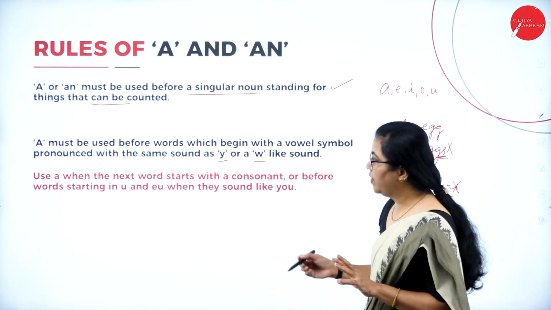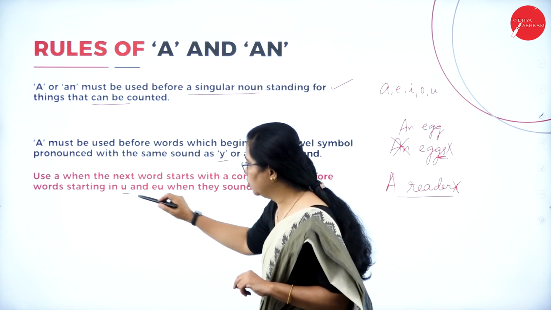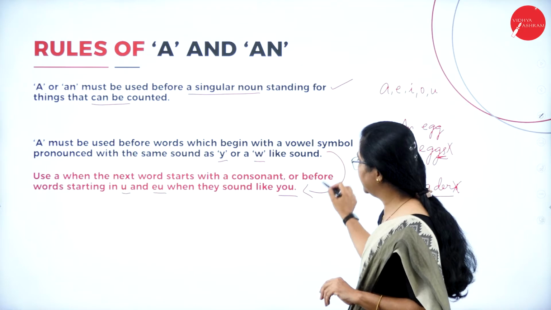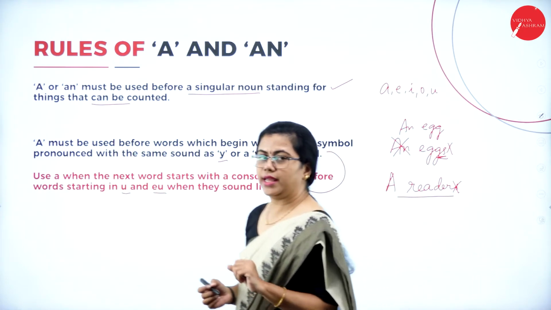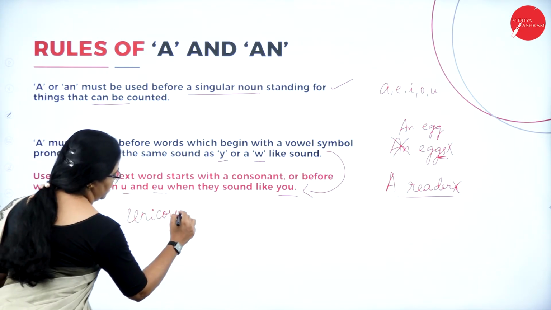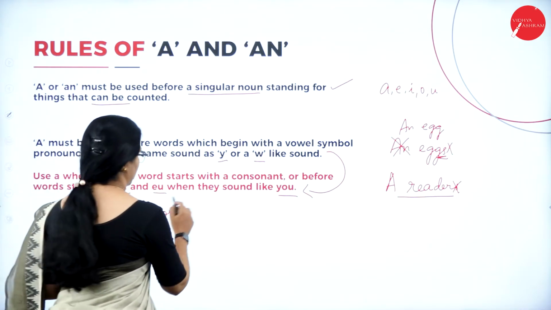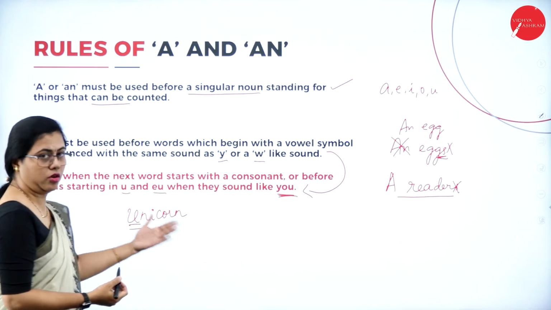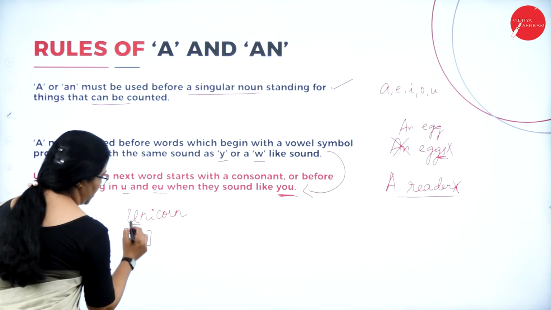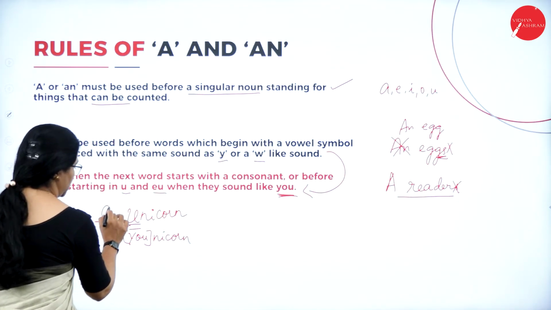So use a when the next word starts with a consonant, or before words starting with U and EU that sound like "you." Let me give you an example. Suppose you have the word unicorn. Based on the letter, this is a vowel, but it is pronounced with a "you" sound. You don't say "unicorn" with an uh sound, you pronounce it "you-nicorn." That's why you have to use a here.